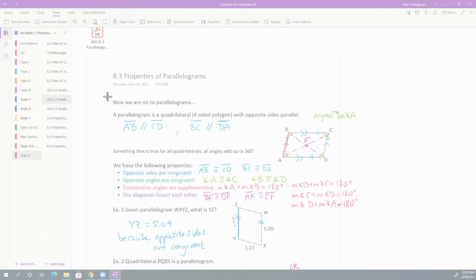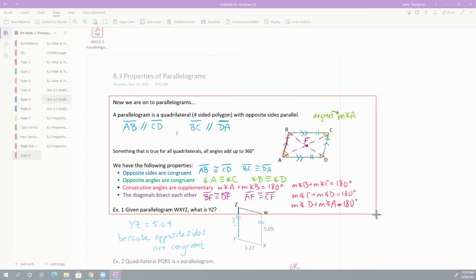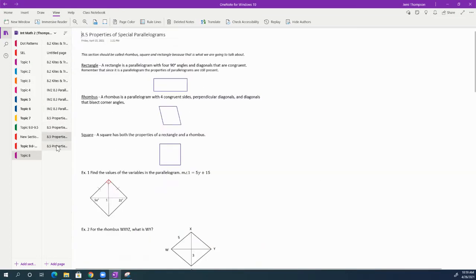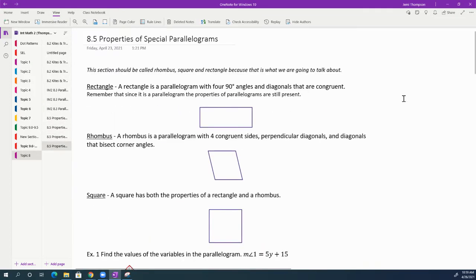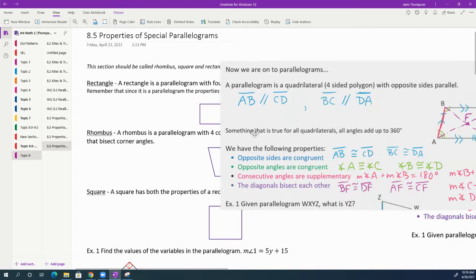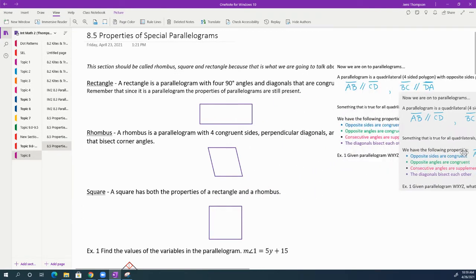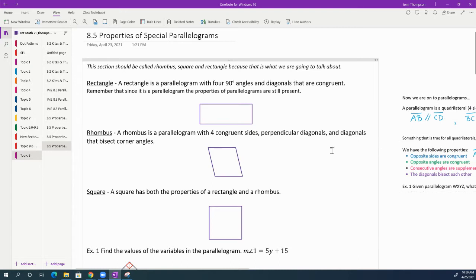I'm going to snag this. Bring it over here to our notes in case we want to refer to it. All right, I'm just going to leave that there. Okay, so a rectangle has some additional things that make it special.